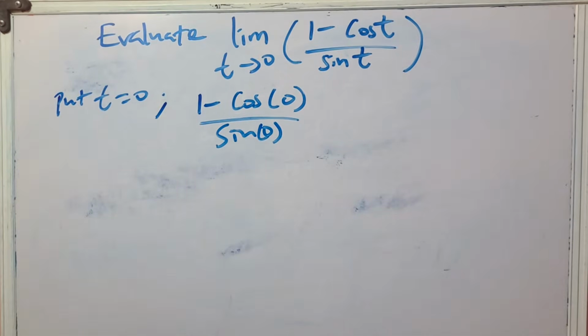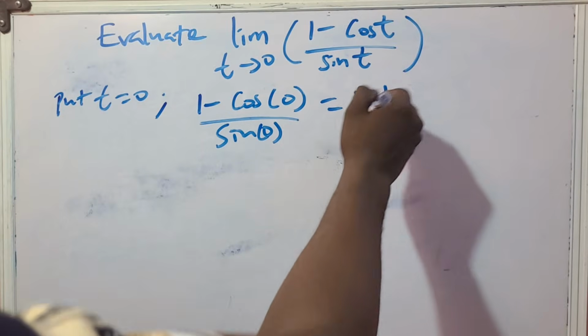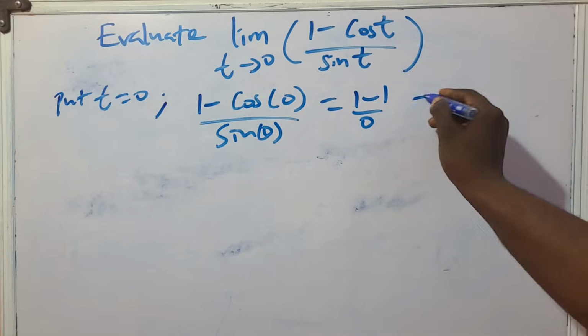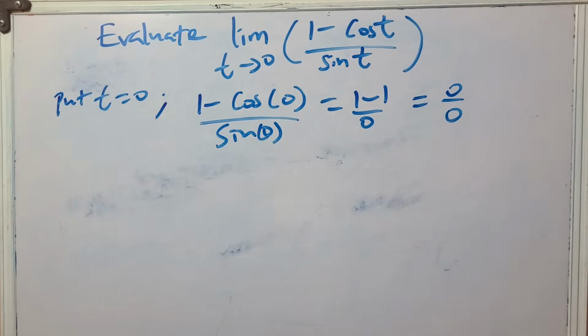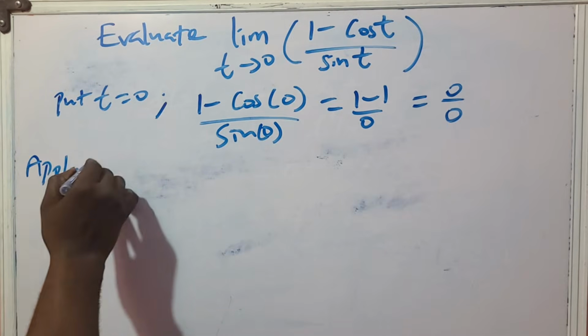Cos 0 is actually 1, so that will be 1 minus 1 over 0. 1 minus 1 is actually 0, so this will be 0/0. Since you have 0/0 as your indeterminate form, you can go on to use the L'Hopital rule, right? So let's now apply this rule we talked about.